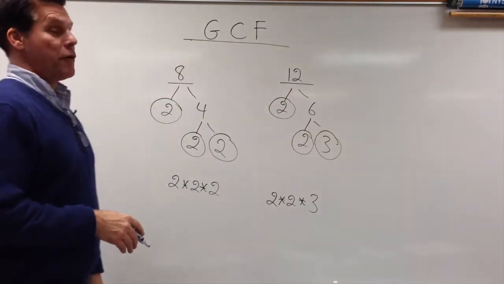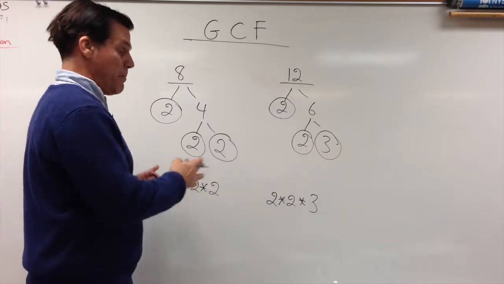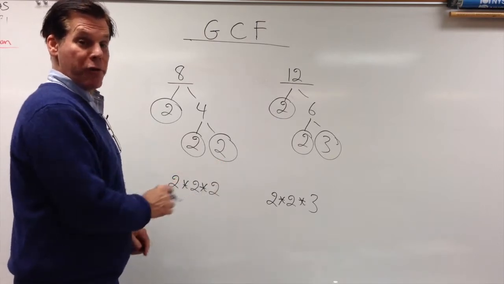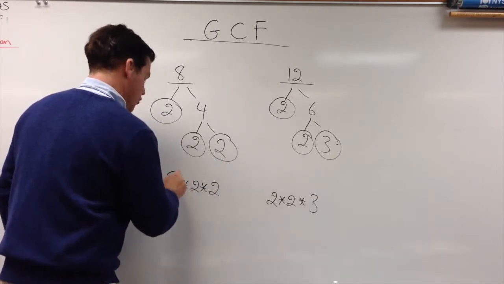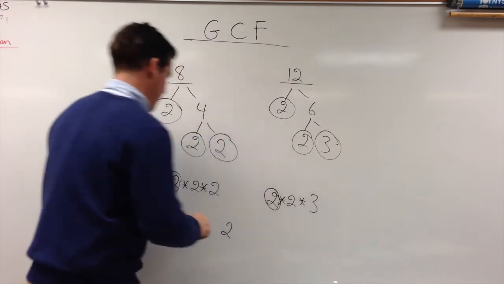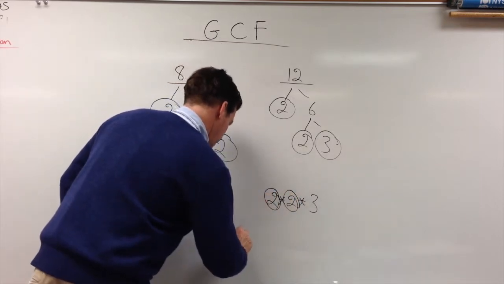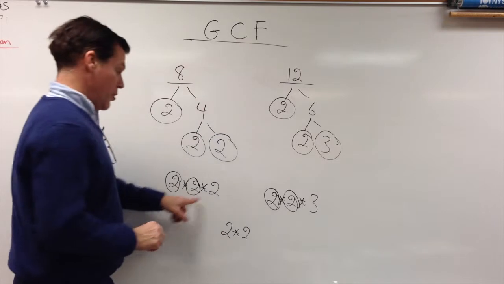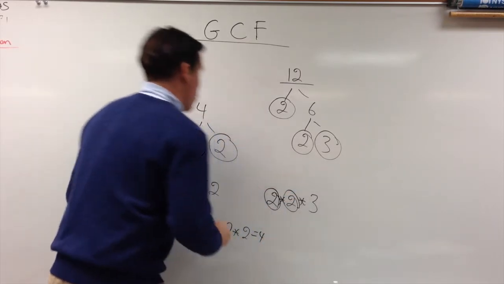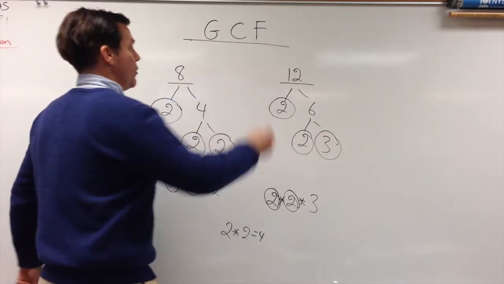Okay? Now, for us to find the greatest common factor, we're going to match up what factors they both have in both lists. So I see a 2 here and a 2 here. So, okay, there's a 2 in common. I see another 2 here and another 2 here. Those are in common. And then nothing else. So 2 times 2 equals 4. So the greatest common factor for 8 and 12 is the number 4.